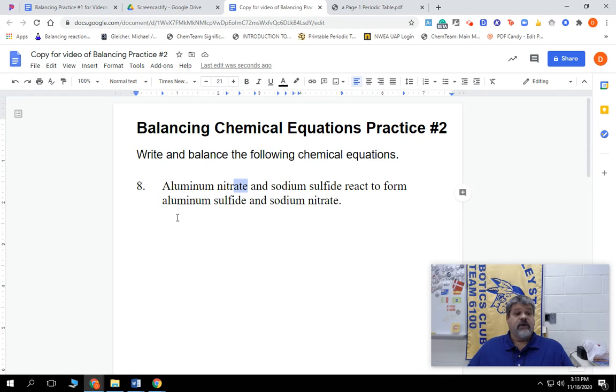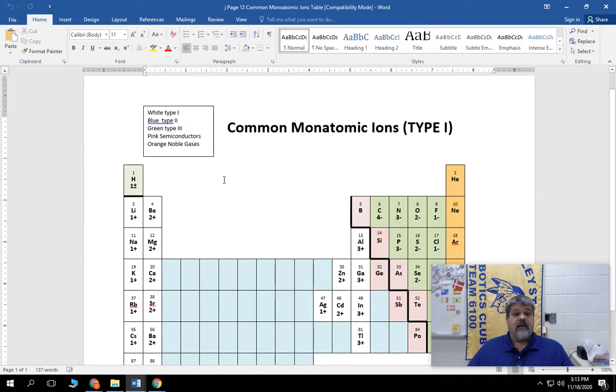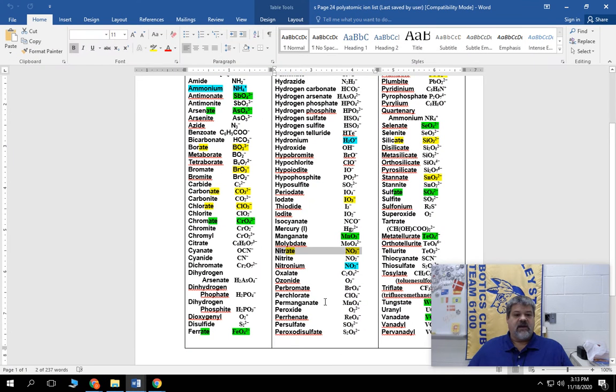So we're going to look at aluminum, and we know that aluminum is a metal. It's an element that's on the periodic table. So when I look at my monoatomic ion sheet, we're going to find aluminum right here, which is a +3. So that's important for us. Then we have nitrate. Nitrate ends in "ate", so right away we know that it's polyatomic. So we're going to pull up our polyatomic ion sheet and find nitrate. And here is nitrate. It's NO3, and it's a -1.